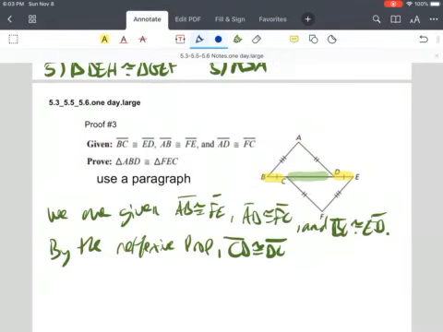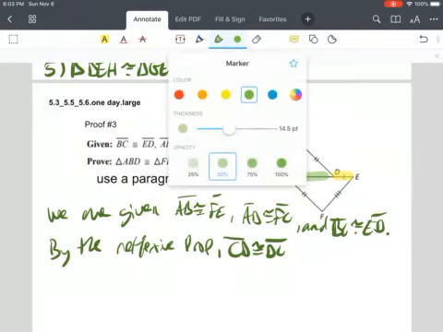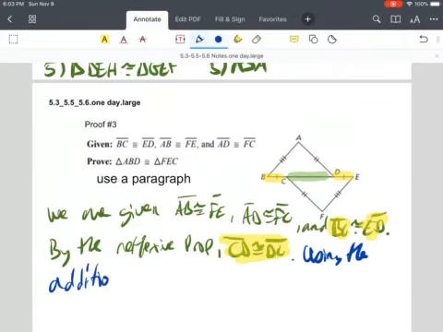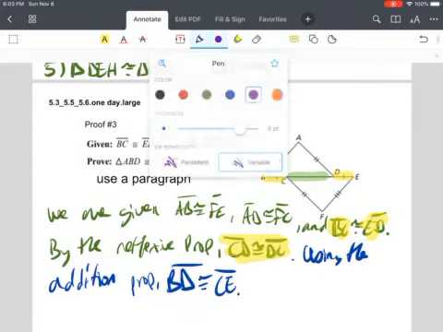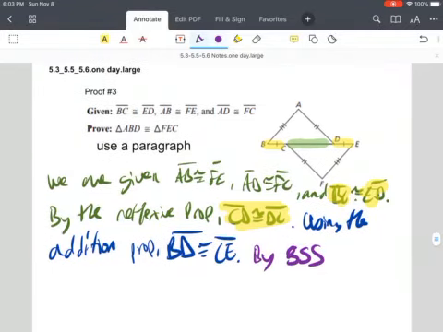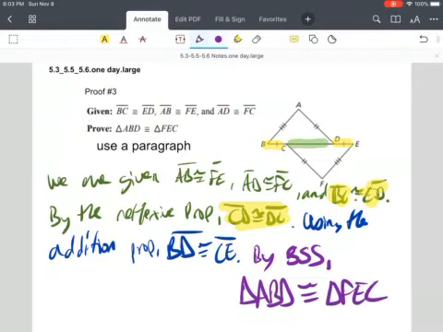And then when I add CD to BC and ED, so using the addition property, then I can say that BD is congruent to CE, which then allows me to say by side, because now that I have all of the sides marked congruent, then triangle ABD is congruent to triangle FEC.